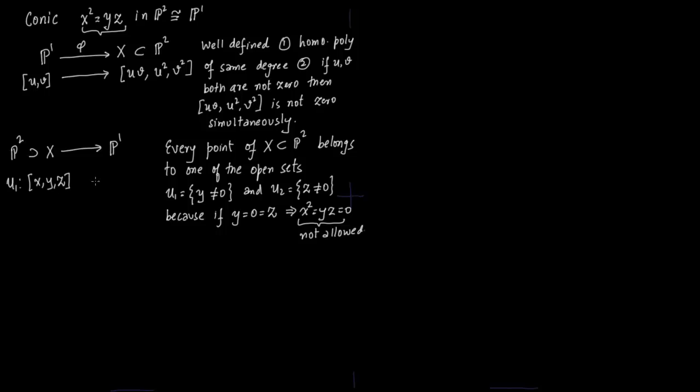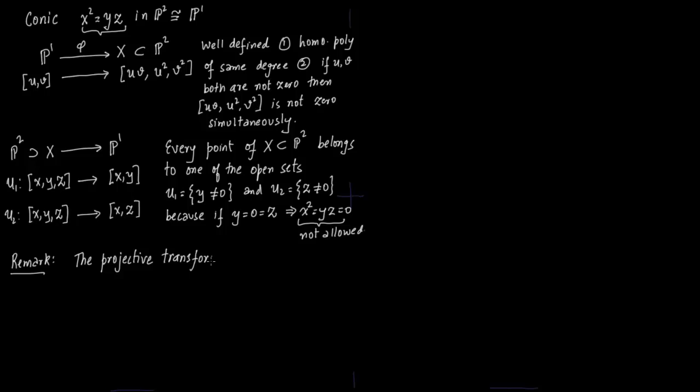So the reverse map, say phi, goes to P1. On U1 you take (x, y) because y is not 0, and on set U2 you take (x, z) because z is not 0. Obviously you have to make sure both the coordinates do not vanish. So we get a map from P1 to X and X to P1, and you can see that these two maps are inverse to each other, and therefore there is an isomorphism.